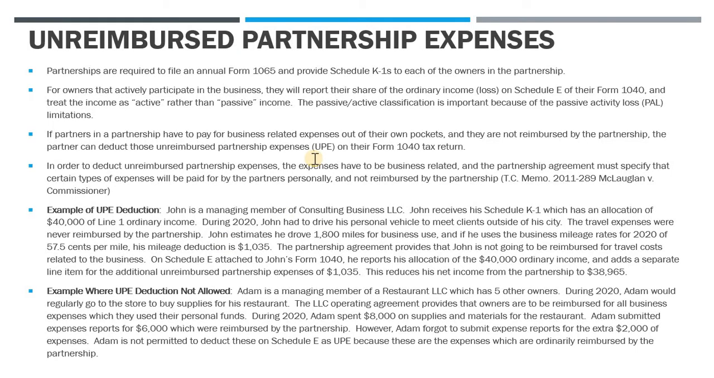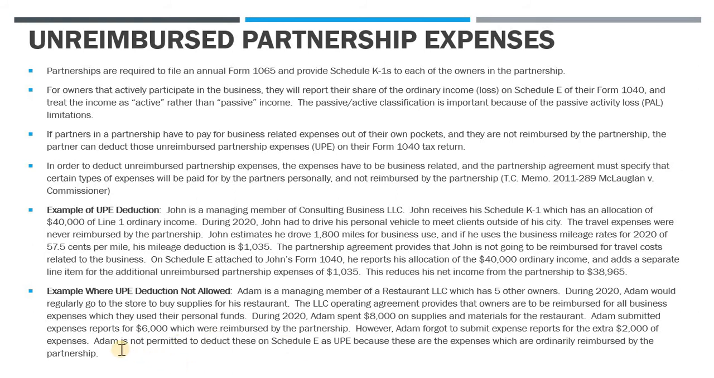So if we look at an example now where this would not be allowed, let's say Adam is a managing member of Restaurant LLC, which has 5 other owners. During 2020, Adam would regularly go to the store to buy supplies for his restaurant. The agreement provides that the owners are to be reimbursed for all business expenses for which they use their personal funds to purchase, right? So during 2020, Adam put $8,000 of supplies and materials for the restaurant on his personal credit card, right? So Adam submitted expense reports for $6,000, which were reimbursed by the partnership. However, he forgot to submit expense reports for the extra $2,000.